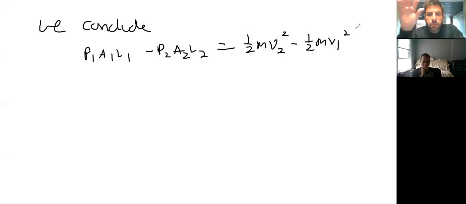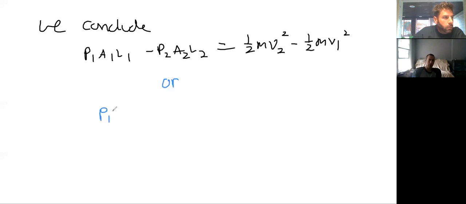Now here's what's even more useful to understand. We did this with a cylinder so that the equations were simple, but as I said, you can do all this in more general settings. And what's another word for area times height? Area times height, that's the volume. And so we can write this more generally as P1V1 minus P2V2 equals this.